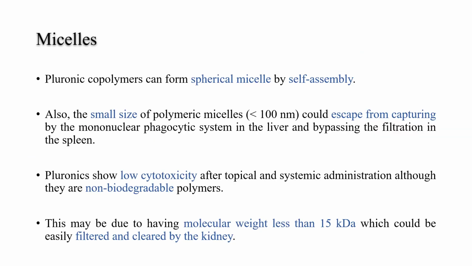A Pluronic usually forms a spherical micelle, and it's formed by self-assembly. It doesn't need much stirring or energy to form the micelle like an emulsion. It will form very easily, and it has very small size, less than 100 nanometer, which is good to escape from opsonization and phagocytosis by the reticuloendothelial system. So it is something good to escape from immunity, of course.